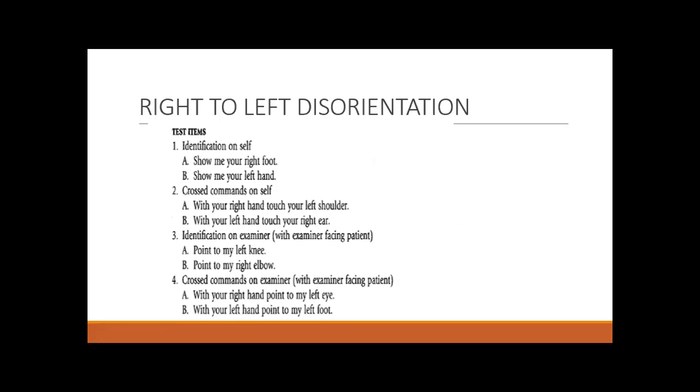Then there will be identification on examiner, with the examiner facing the patient. Like, point to my left knee or point to my right elbow. Then cross commands on examiner, again with the examiner facing the patient. That is, with your right hand, point to my left eye, and with your left hand, point to my left.